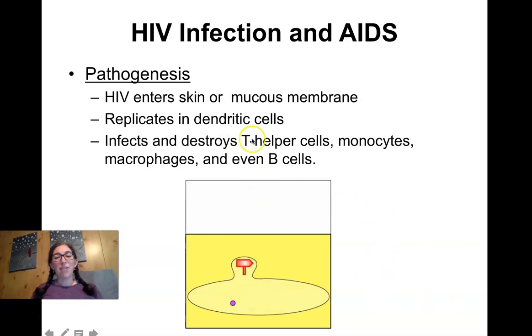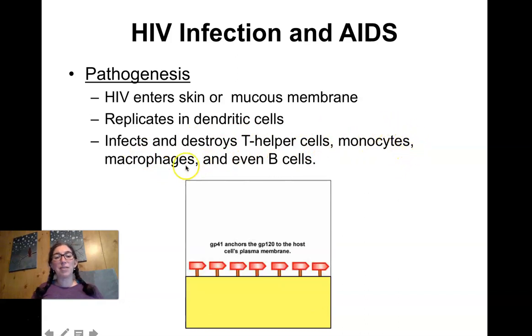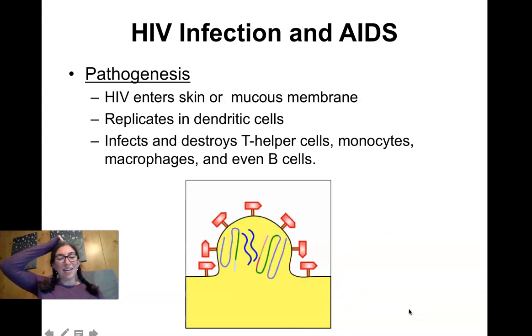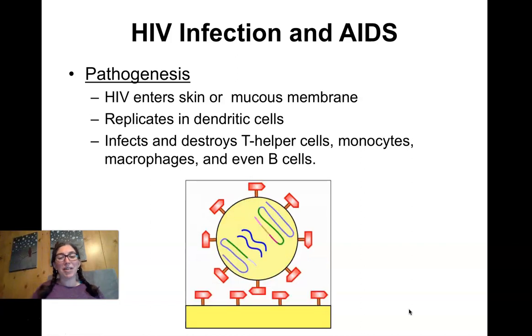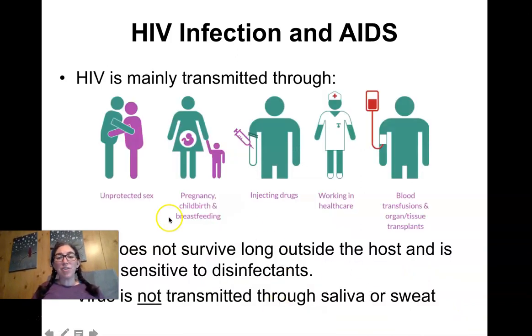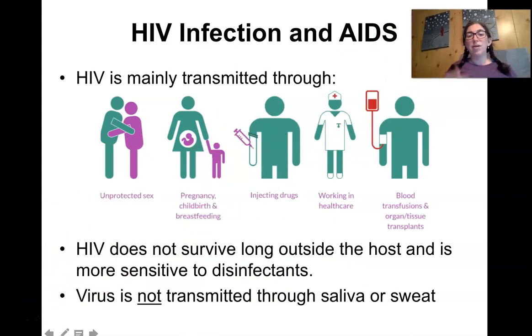And its favorite are the T helper cells, but it will even infect other types of white blood cells like monocytes and macrophages and B cells, but its favorite are those T helper, the CD4 positive cells, and those are the ones that really get decimated. So this viral production is still going on here. The viral assembly is taking place in this animation, and you see this budding, the budding of the mature virus particle. Ta-da! All right, so HIV transmission, like we said, can be transmitted through open cuts and through mucous membranes.